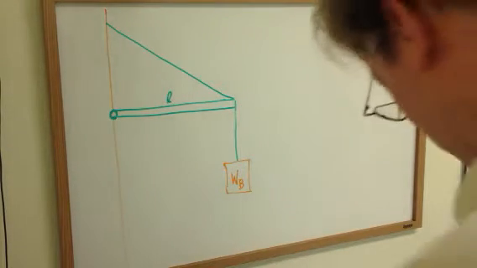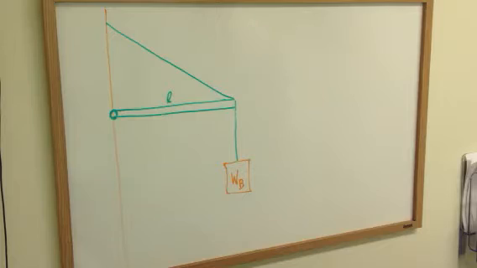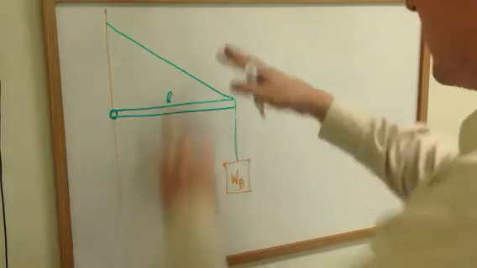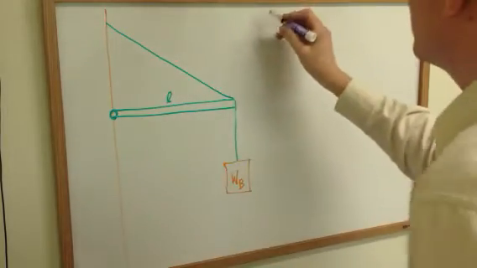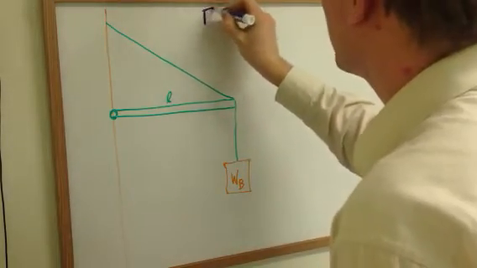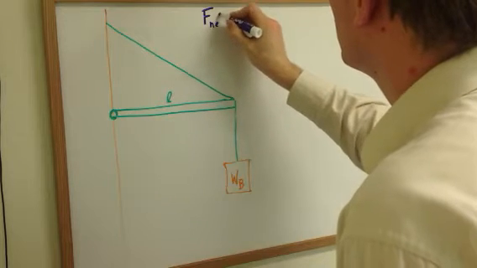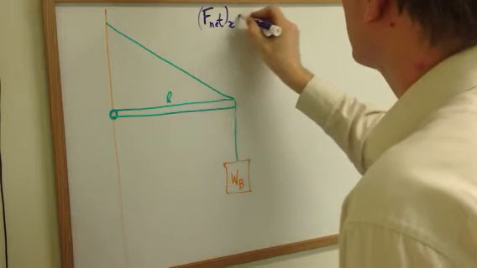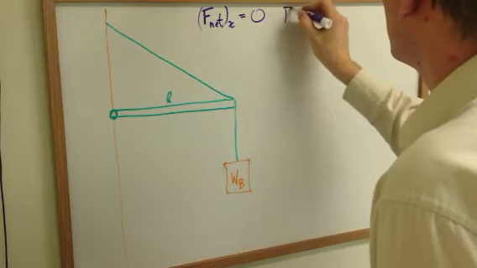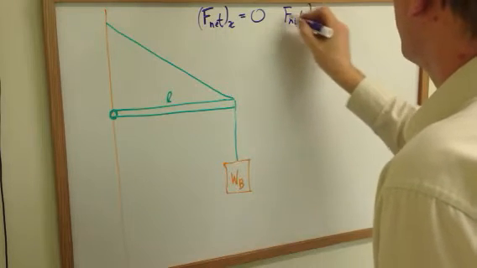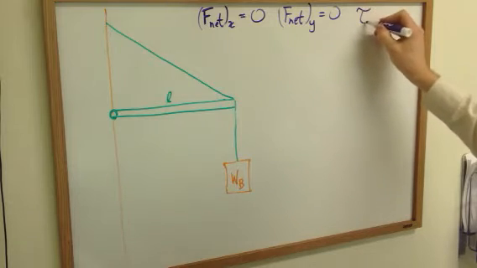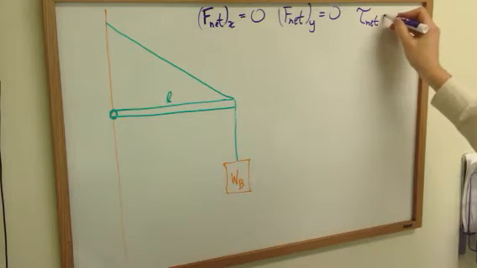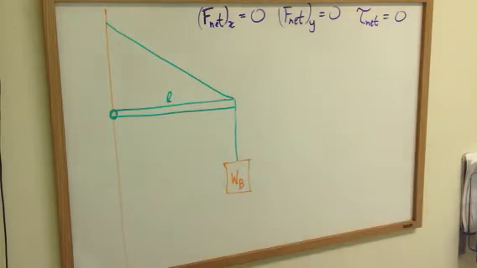Here we have another complicated static equilibrium problem. Nothing is twisting, nothing is accelerating, so our equations for static equilibrium will hold. Net force in the x direction equals 0. Net force in the y direction equals 0. And the net twists, the net torque, is equal to 0.